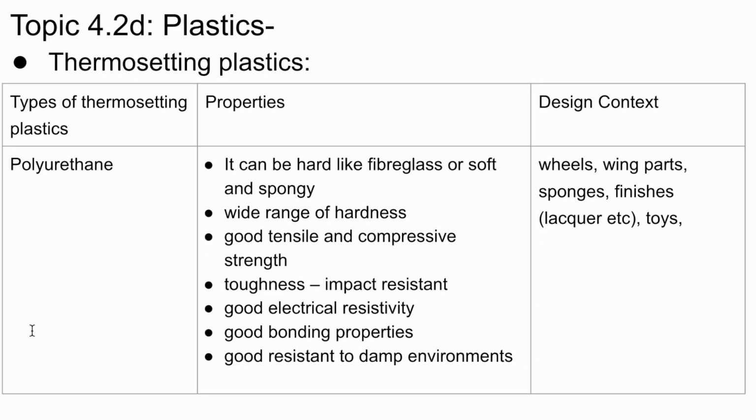Some different types of thermosetting plastics that we know about are polyurethane. So this is a hard, like fiberglass, or it can be soft or spongy also. It has a wide range of hardnesses. It has good tensile and compressive strength. Toughness is good, good electrical resistivity, good bonding properties, and good resistance to damp environments. So things like wheels and wing parts, sponges, finishes, and toys are made with polyurethane.